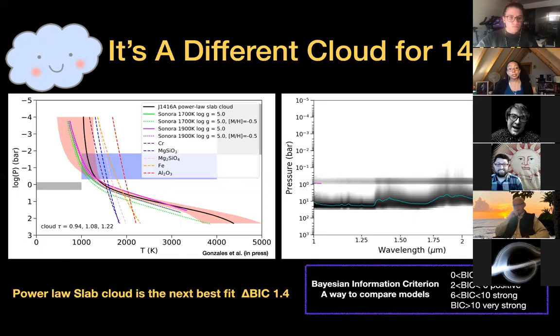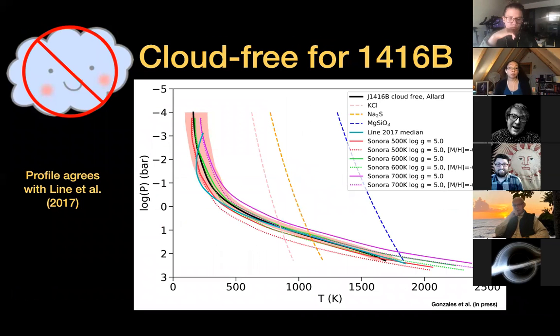For 1416B, we see it's best fit by a cloud-free model, which is what we would expect for a late T-dwarf. Comparing our pressure temperature profile to the Sonora grid models, we see that there's good agreement. And when we compare it to the retrieved profile from Lanadal 2017, which is in aqua, we see that our profile agrees, except for this shape in the upper atmosphere. And that is the least constrained region in Lanadal's model. So we're seeing that they still agree.